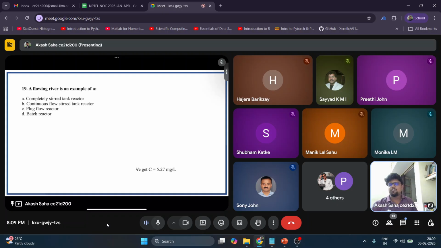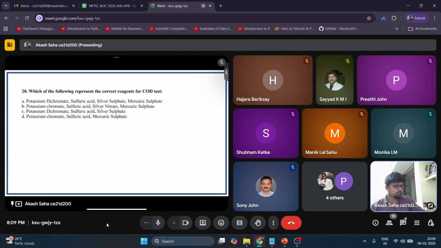Okay, the same question, the flowing river is an example of, very simple, a plug flow reactor. So I think everyone knows that. So not a big challenge. Okay, next problem. Which of the following represent the correct reagent for COD test? So we have the COD test. Which set of reagents is correct? Please tell me.